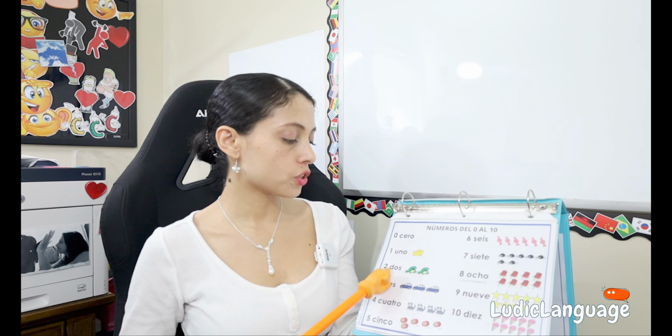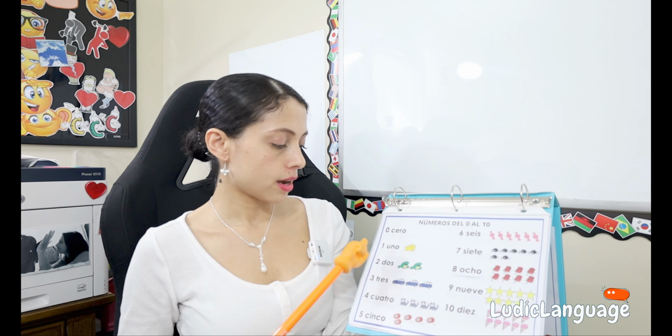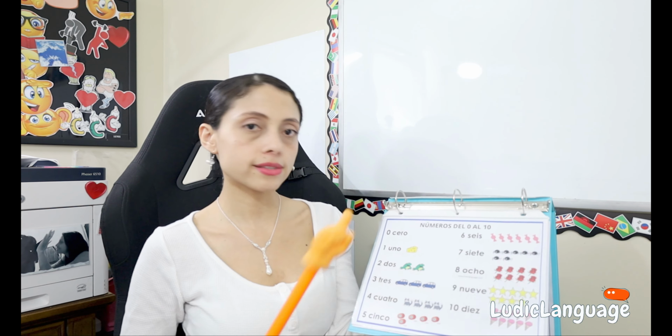Oh, what's this number? Oh, el número 2, and as they already practiced the letters, you can just tell them, okay, el número 2, can you please tell me the letters that we used to write dos? O, D, O, S, dos. And how many apples do we have? Oh, we have dos apples. Can you see?